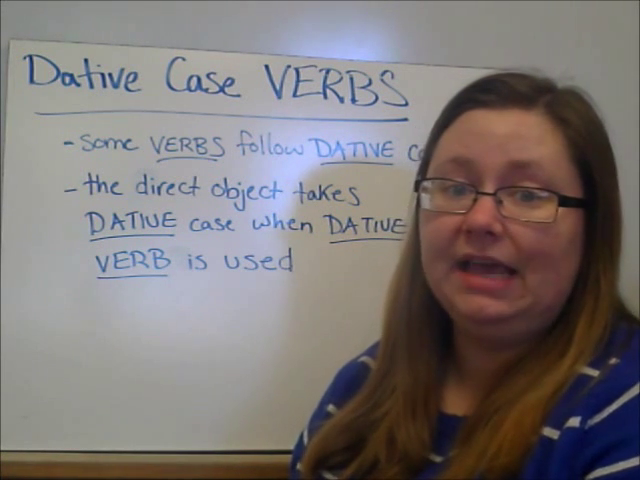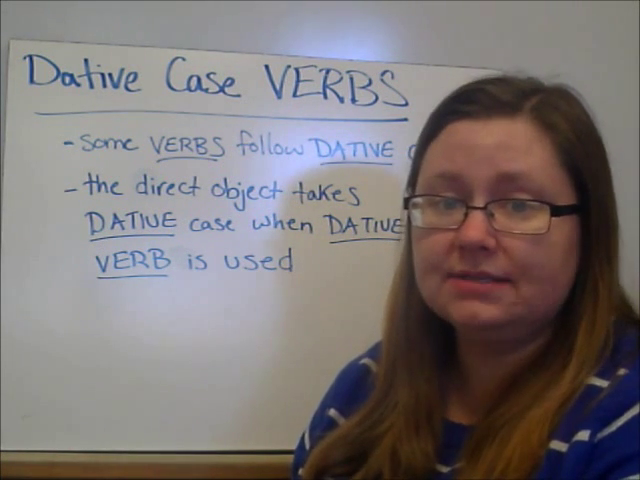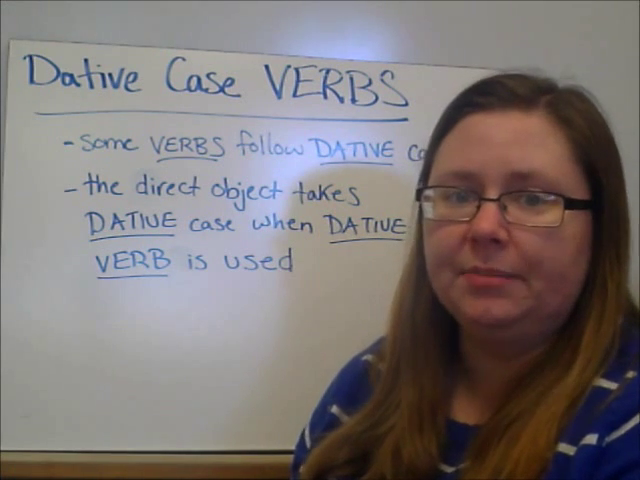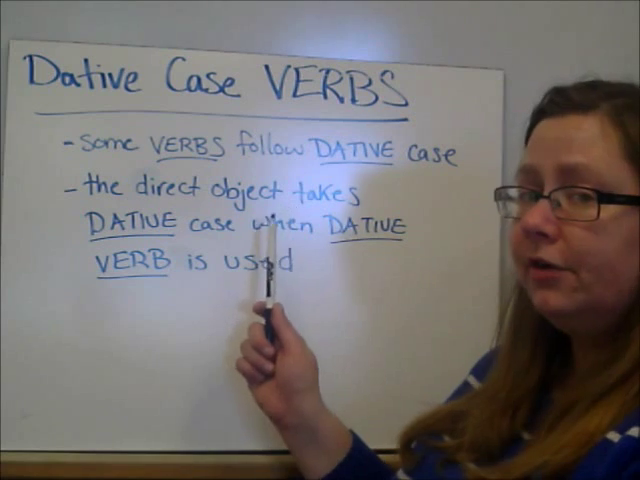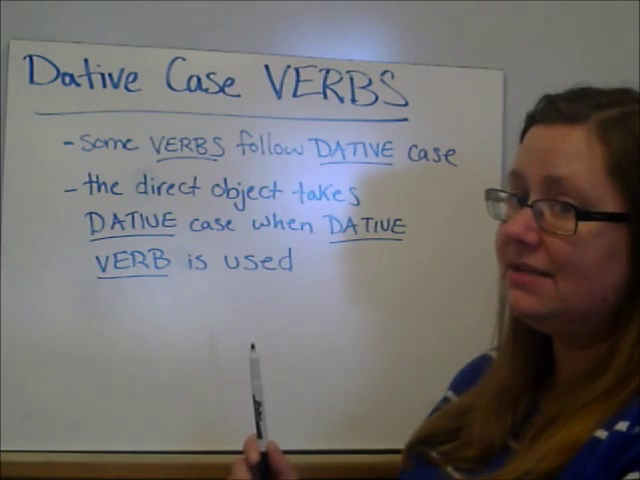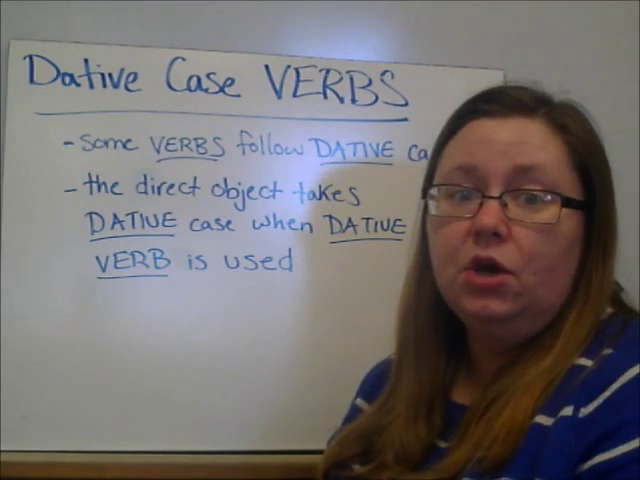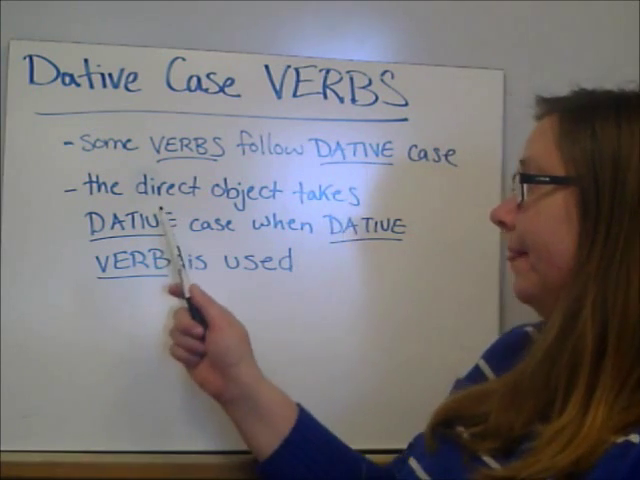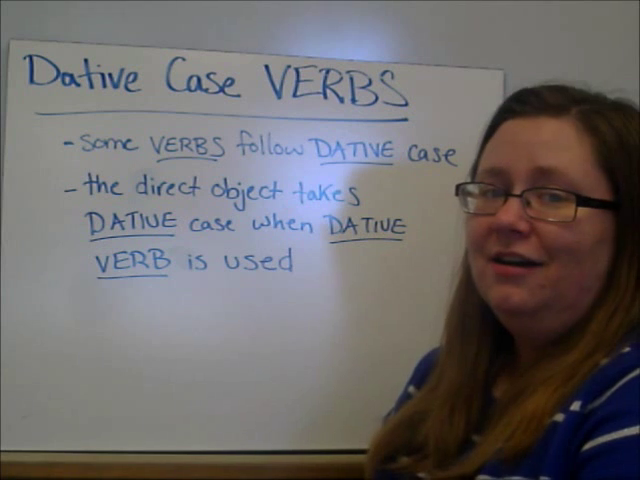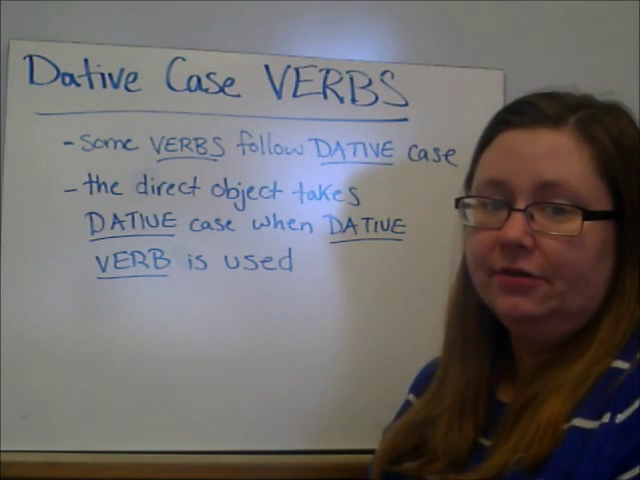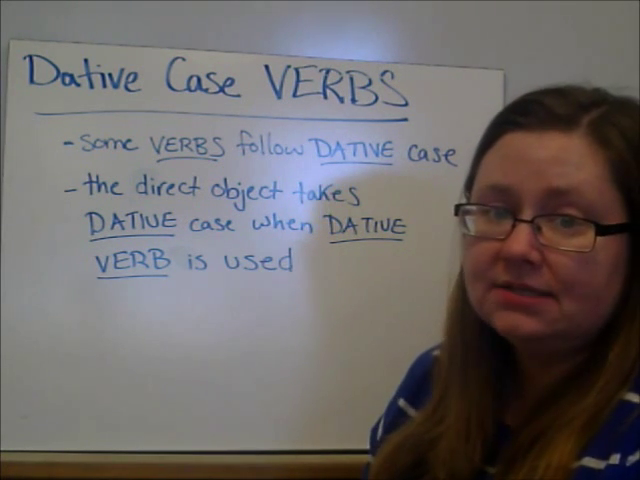We've already looked at the dative case in reference to indirect objects and objects of dative prepositions. Today we're going to look at verbs. There are some verbs that always take the dative case. We just have to memorize and know which verbs they are, because when we use a dative verb, the direct object of that verb will go ahead and take the dative case.